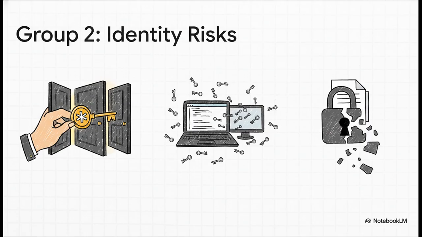Group 2 is where a small problem becomes a huge one, identity risks. Using wildcards in your IAM policies, that's like giving someone the master key to the entire building when all they needed was to get into one room. Then there's service account key sprawl. I mean, these keys are just everywhere, left in code, sitting on developer laptops, you name it. And finally, weak encryption key policies. You think your data's safe because it's encrypted, but if the key policy is bad, it's like locking a door and leaving the key right in the lock.